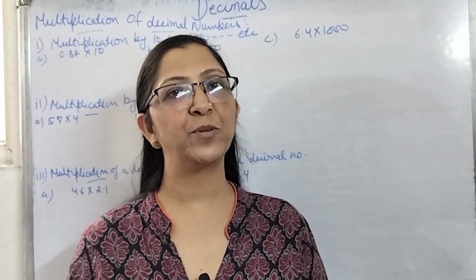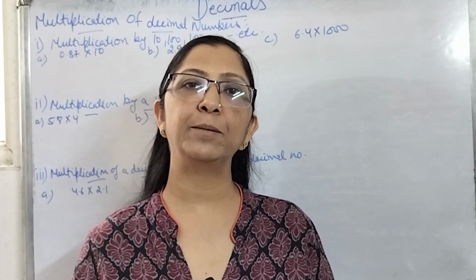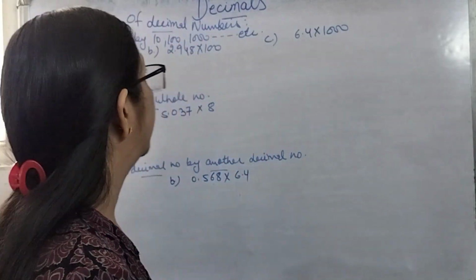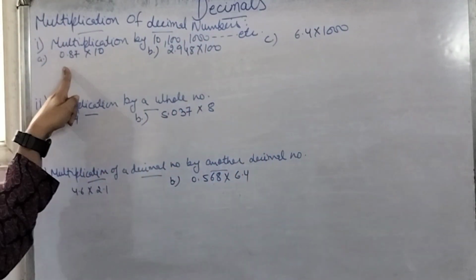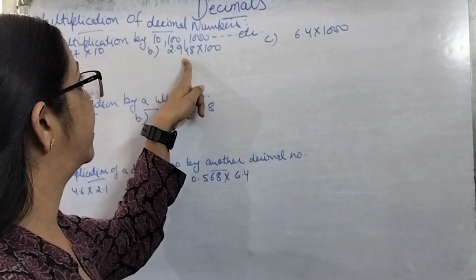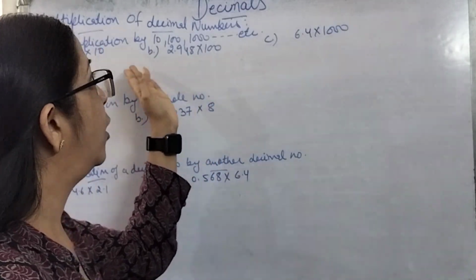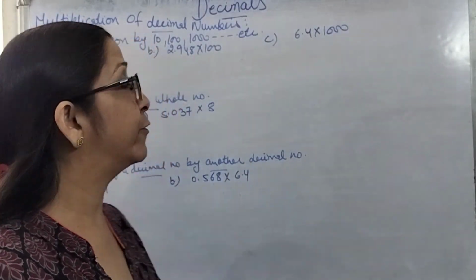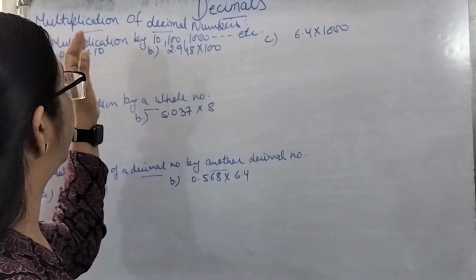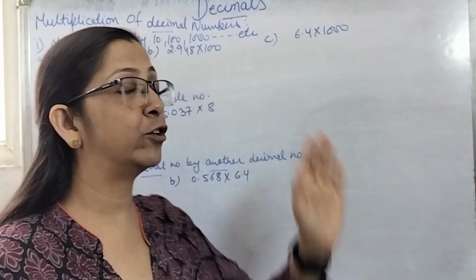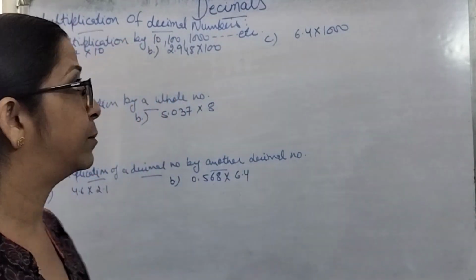After addition and subtraction, now let's understand how to multiply the decimal numbers. So the first condition is when the multiplication is done by 10, 100, 1000, meaning either 10 or a higher power of 10. If the multiplicand is going to be multiplied by either 10 or a higher power of 10, then how can we multiply the numbers?